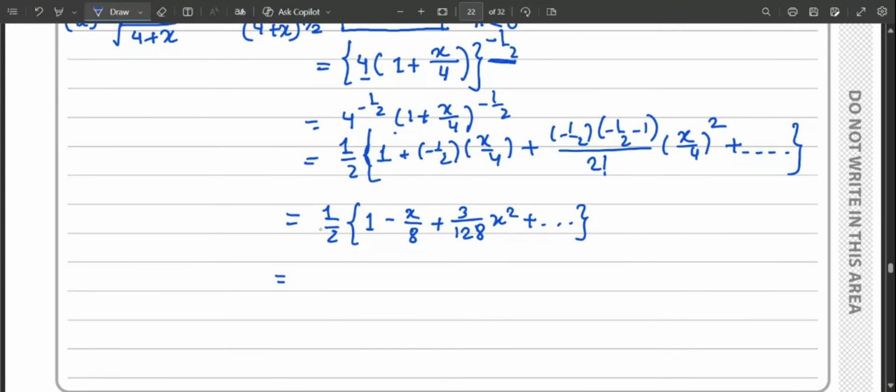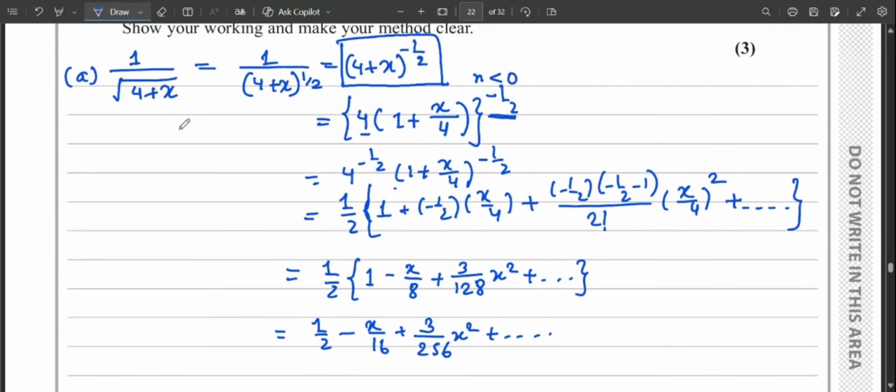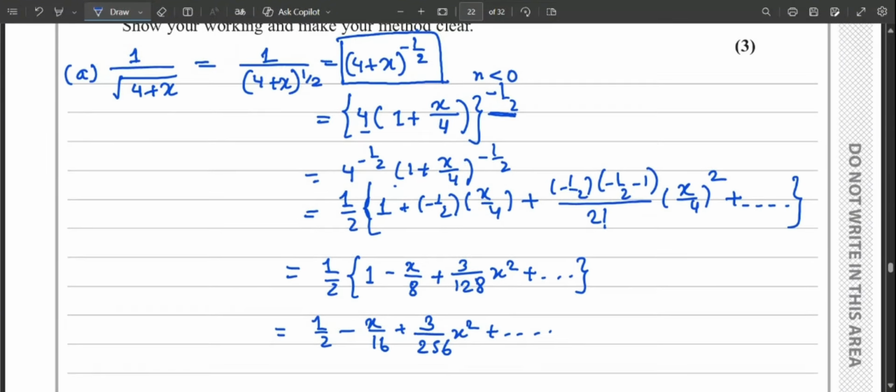Now I can expand between the brackets. I can expand half into the brackets, so this will give me half into minus x by 8 would be equal to minus x by 16. Half into plus 3 by 128 will be equal to 3 by 256 x square, and the series will go on. And this is our binomial series expansion of the expression 1 by root over 4 plus x. And this is our answer for part A.